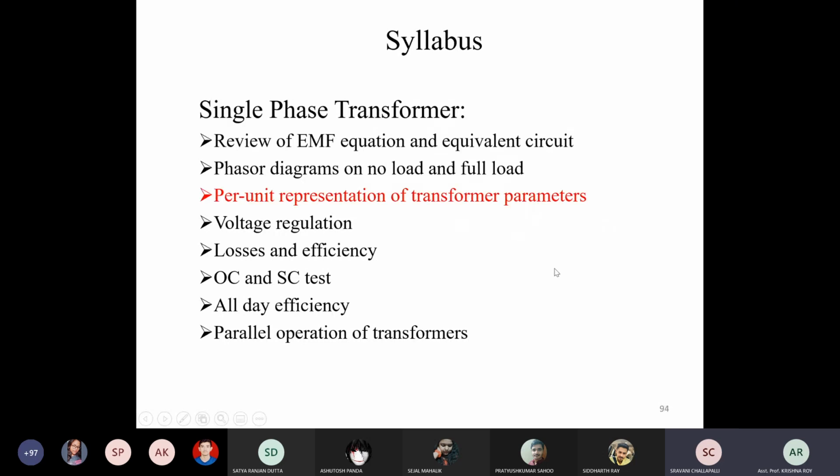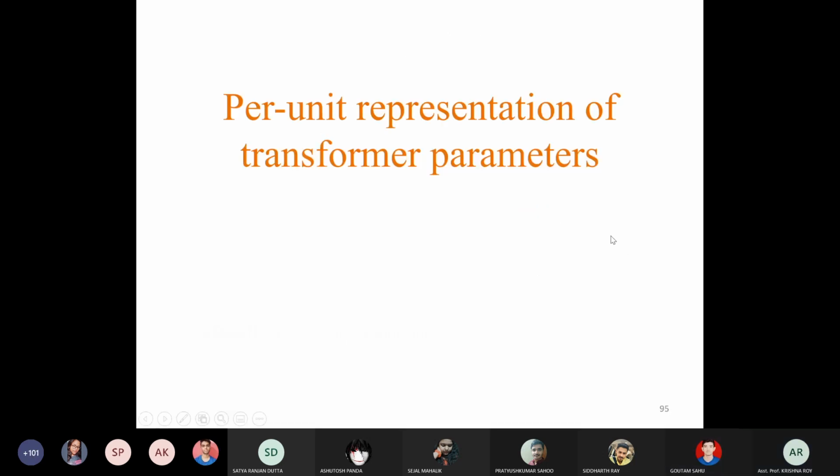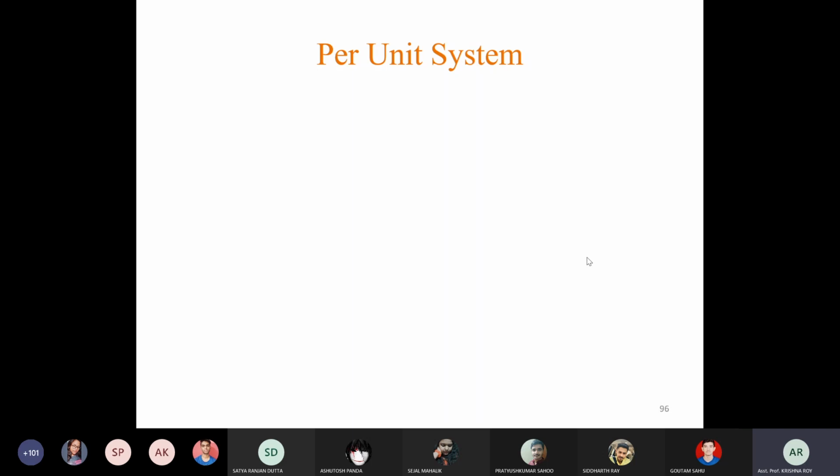Now, the next topic is per unit representation of transformer parameters. This is a very important topic. Normally, while studying any large power system, we generally apply per unit calculation. So all the calculations are done using these per unit quantities. There are certain advantages of using per unit quantities.